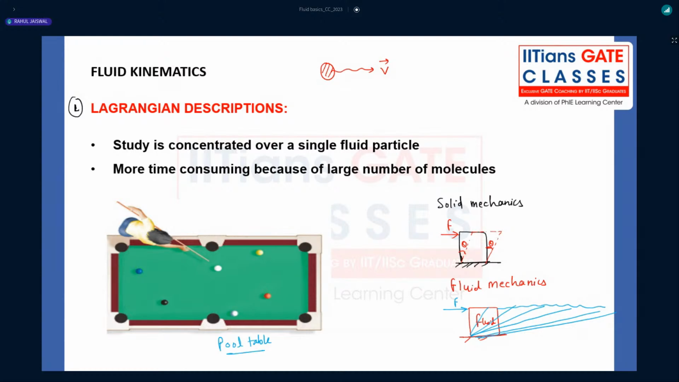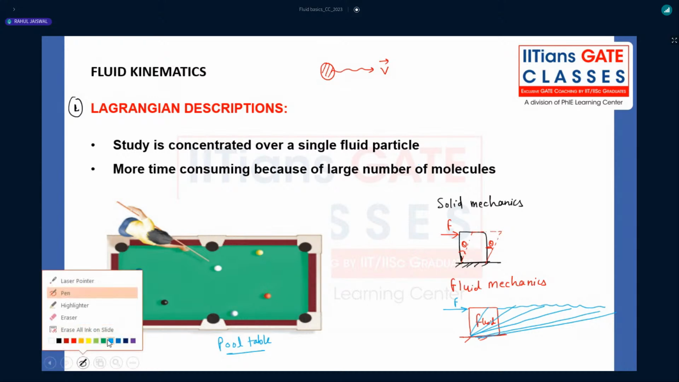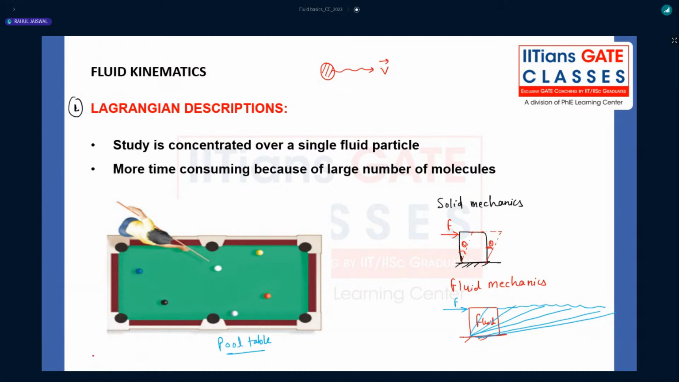Now, do not focus on the definition or the description right now. You just focus on this pool table, billiard board, whatever the game is, right? Here, you are looking at individual balls. This is a ball, this is also a ball, this is also a ball. So we are able to trace them.